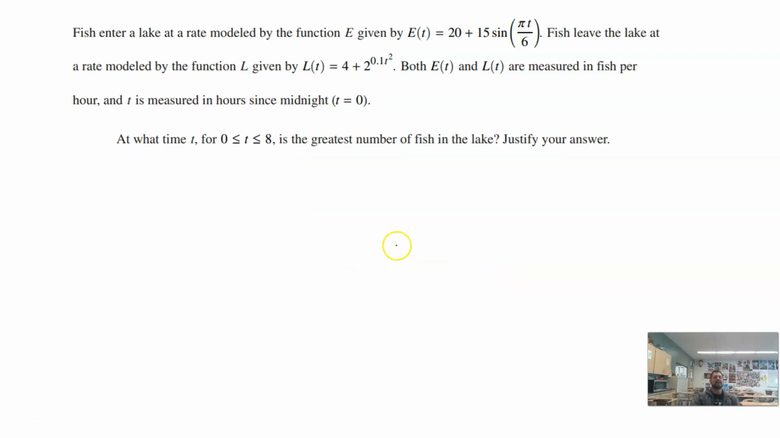Letter C wants to know when is the number of fish in the lake the greatest. It doesn't really tell us how many fish are in the lake, but it doesn't really matter because we can find out how many fish are in the lake by doing the integral from 0 to whatever time we're talking about of E of t minus L of t. In other words, we're finding out how many fish come into the lake and how many fish leave the lake. So in order to find all of our candidates, we look at our endpoints and then we graph it and see where these two graphs, E of t and L of t, cross each other. It just so happens that that is at 6.204.